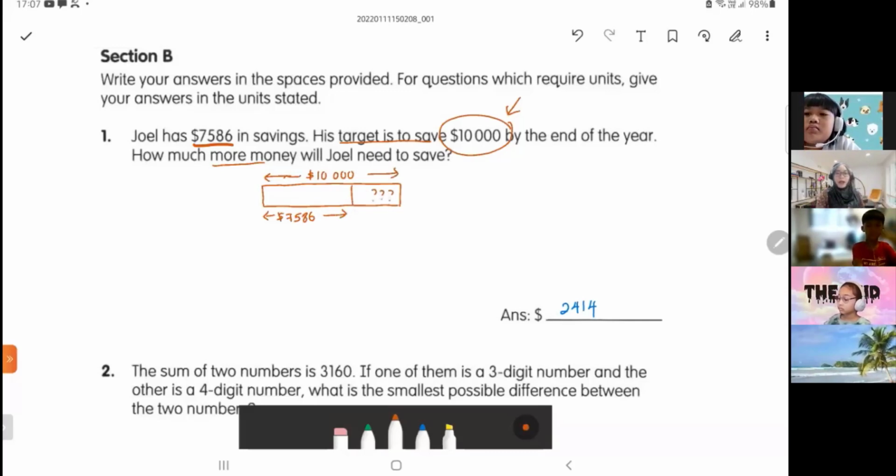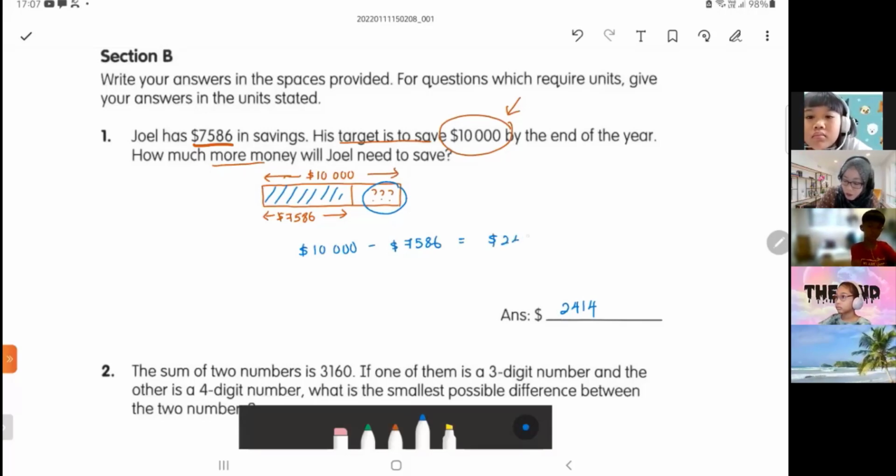And how do we do that? How do we find how much more? That part there. The whole model is 10,000. Part of it is 7,586. I want to know this question mark part. Minus, right? To get the part, when the whole is given, we minus. So 10,000 minus 7,586. And when you minus, you are going to get 2,414. So that is correct. Very good.